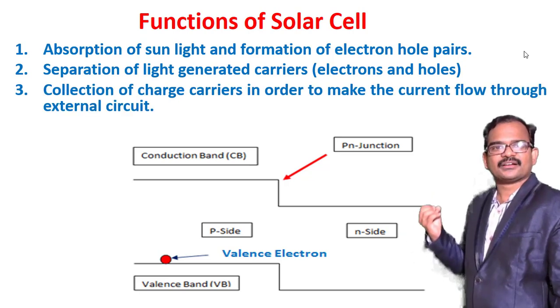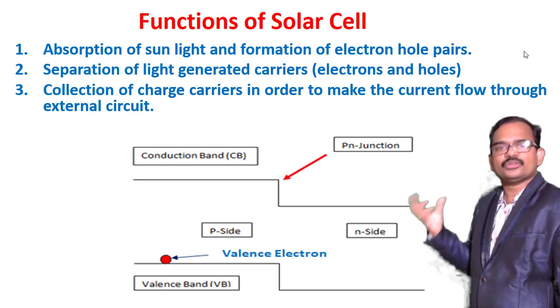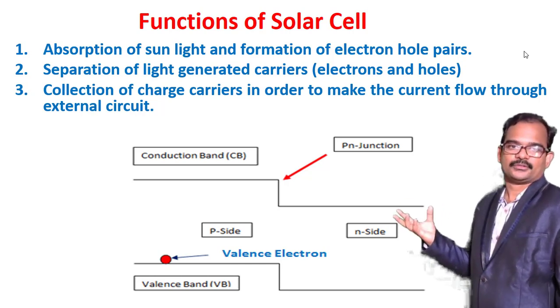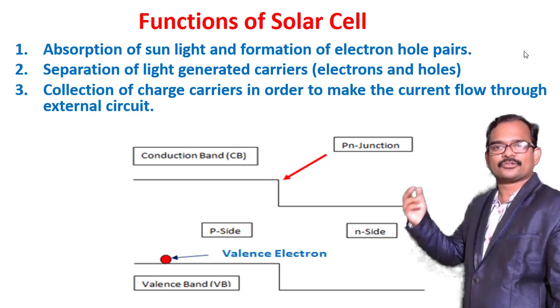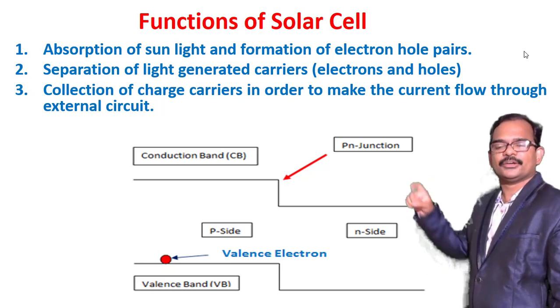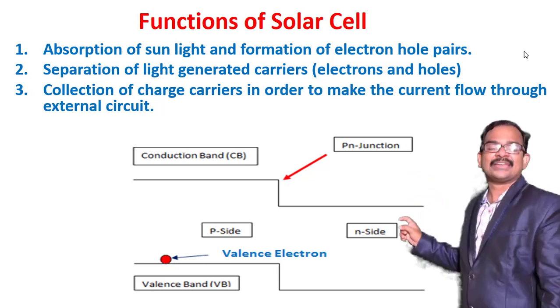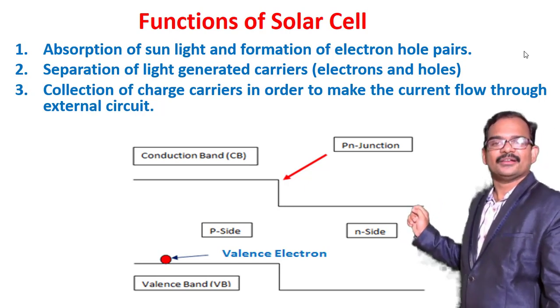And the third one is the collection of charge carriers in order to make the current flow through the external circuit. Right. And we need to collect both the light generated electrons and holes at the N side and P side of a solar cell, and we need to make them pass through the external circuit in order to generate the electrical energy by creating the potential difference.